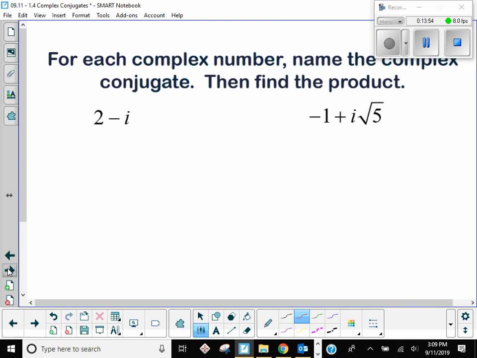So this first example right here, 2 minus i. I want you only for a second to write down what you think the conjugate is. We're not going to even do the math yet. Just write down what you think is the conjugate. And raise your hand when you have that done. So I can just see where we are.